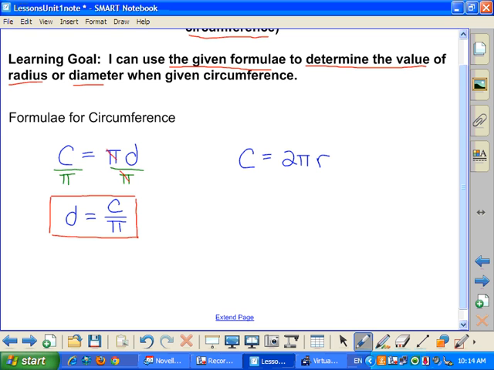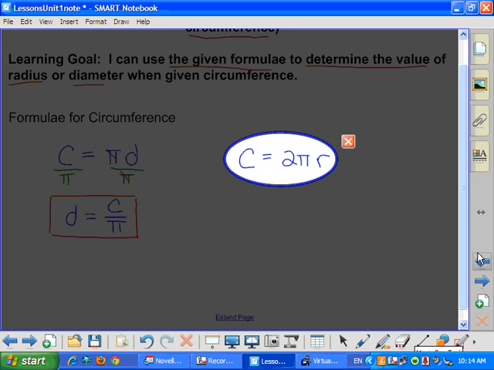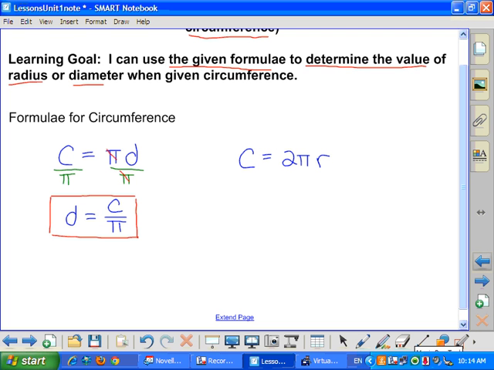Now the other formula: circumference equals 2 pi r. I want to get the radius by itself. So this time I have to get rid of a 2 and a pi. Since they're all multiplying, the opposite of multiplying is dividing. So I end up dividing both sides by 2 pi. The 2 pi and the 2 pi would cancel, and all I would be left with is an r.